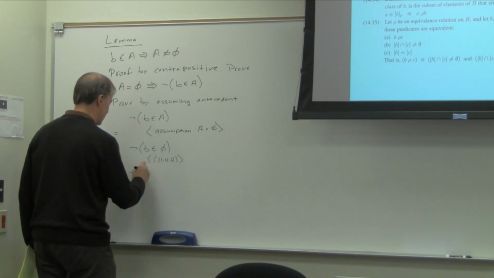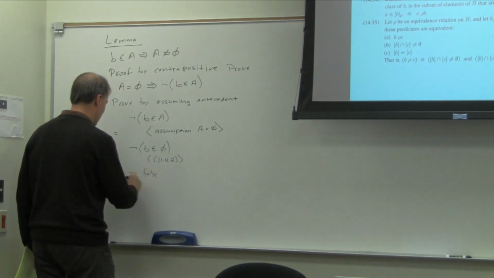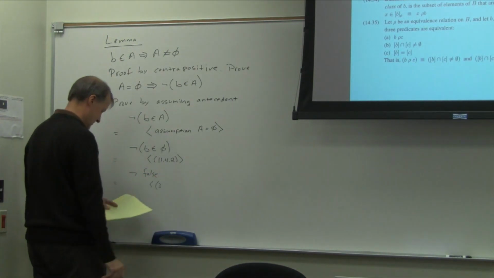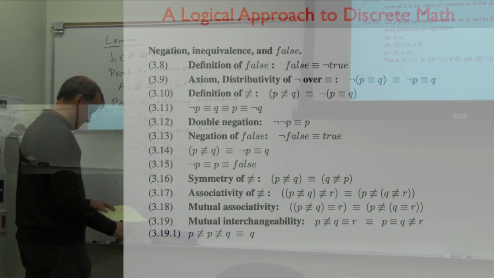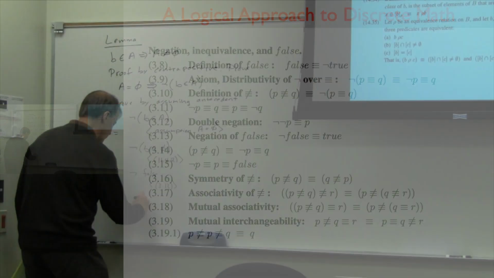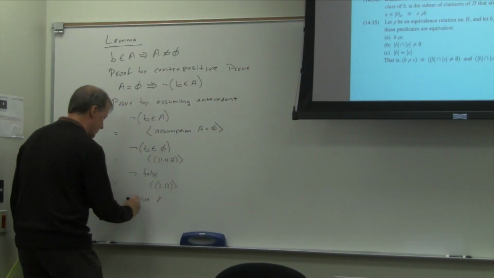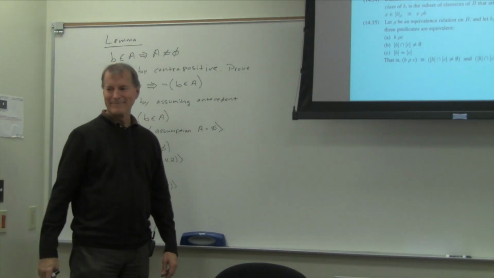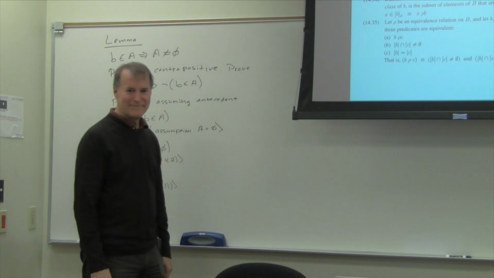Not false equals, by what? 3.8? No, 3.13. Is that the better one? I think it's direct. Don't we have not false equals true? Yeah, 3.13. Okay, true. 3.8 is not true as well. Boom. Now, is that cool? Pretty cool. I think that's neat.